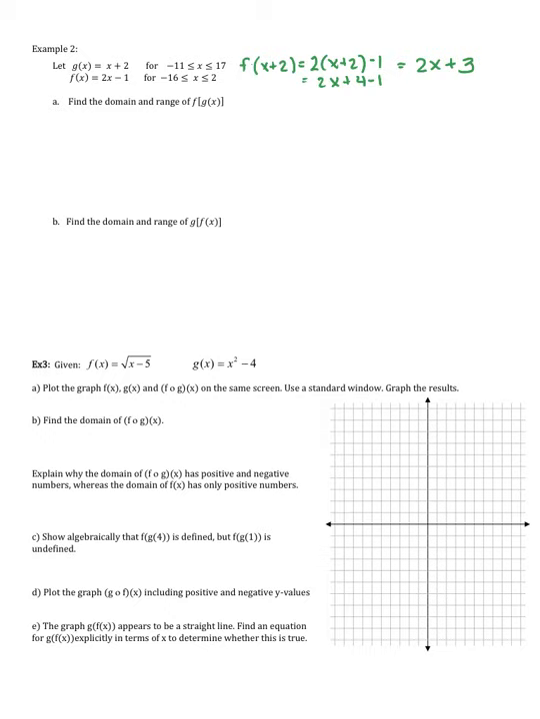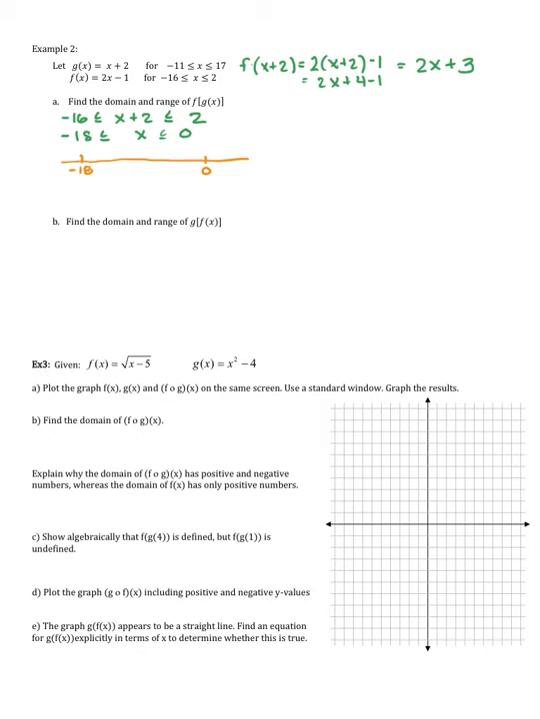So now we want to find a potential candidate for our domain. The outside function goes here, the inside function goes here. And so f had negative 16 to 2. And we solve for x, so subtract 2, negative 18, and this becomes 0. So we have a potential candidate that goes from negative 18 to 0.